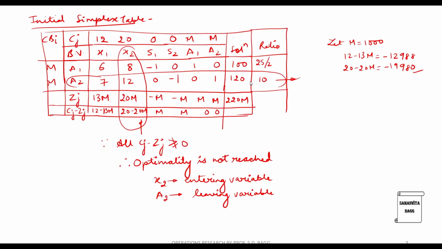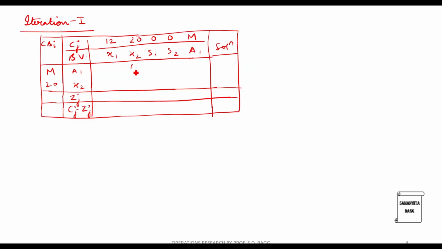Now we focus on the second row. We will divide all the numbers by 12, and this value above 12 is going to be 0 for X2. This is 0 and this is 1. I'll solve the rest of them. This will be 7 by 12. This will be 0. This is minus 1 by 12 and this is 0. For solution also I'll calculate, this is 10.